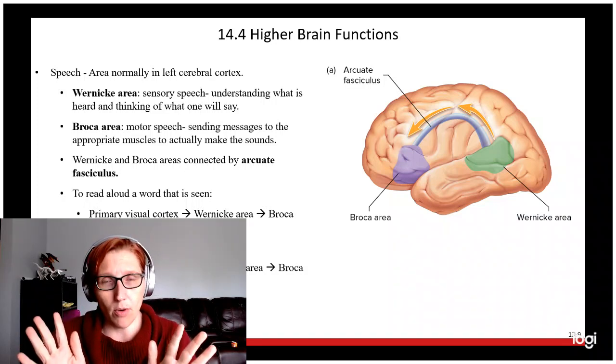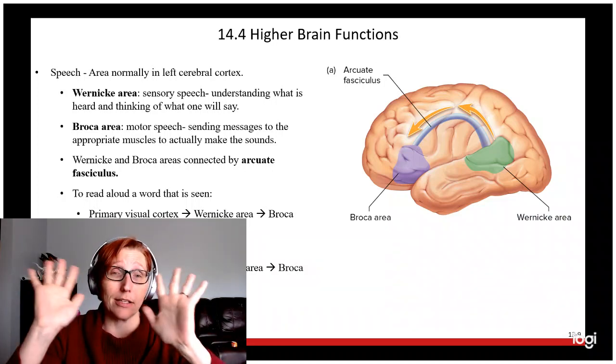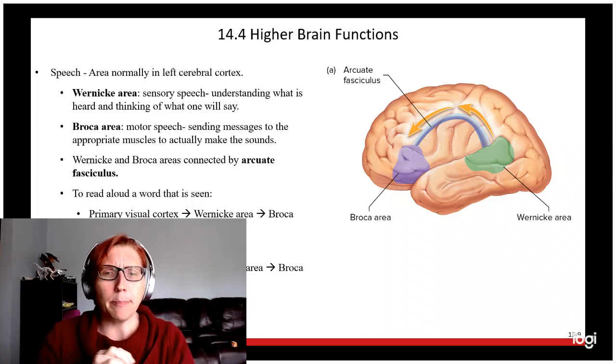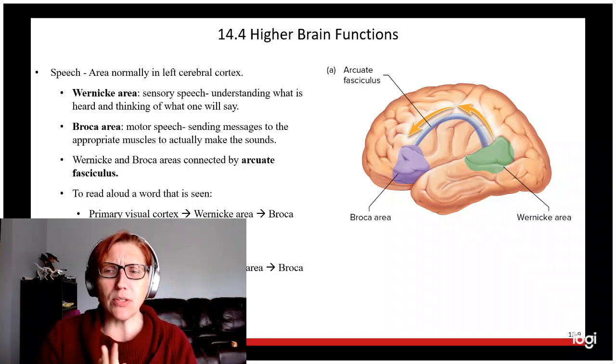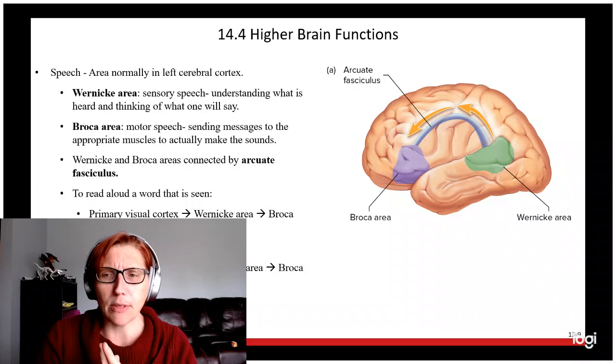We offer a neuro class here at the university, and if I had time, I would take it because we know so little about it, right? And yet so much. But there's a connection between these two regions called the arcuate fasciculus. Let's say that 5 times fast.